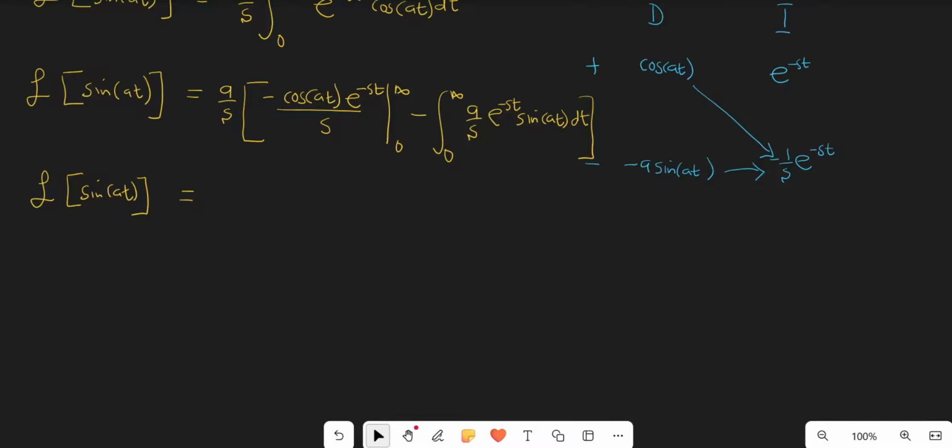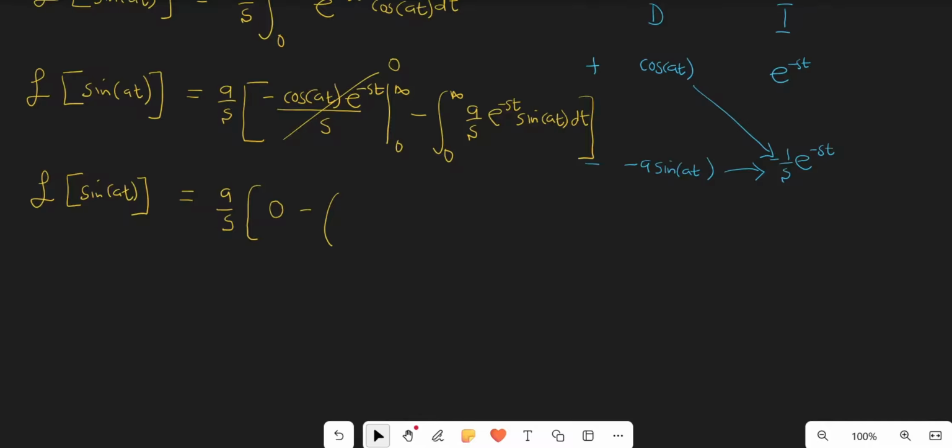So the Laplace transform of the function sine of at is equal to, now applying the limits again, this one is going to 0 as t is approaching infinity and everything goes to 0. So for the upper limit it will go to 0, but for the lower limit, let's evaluate the lower limit and see what that is. So we have a over s. The upper limit is going to be 0 minus the lower limit.